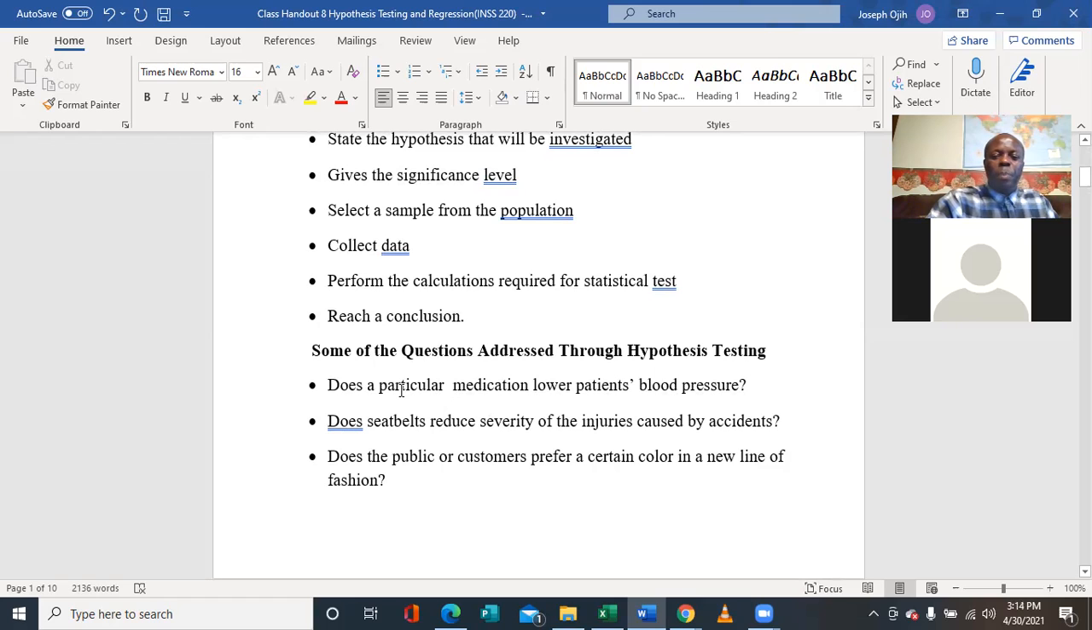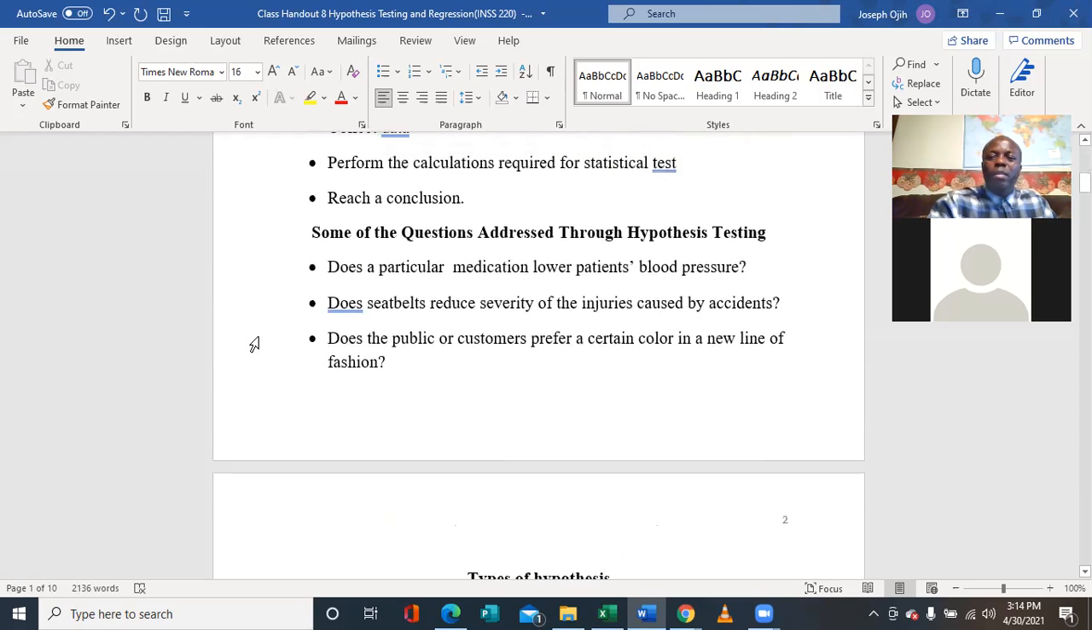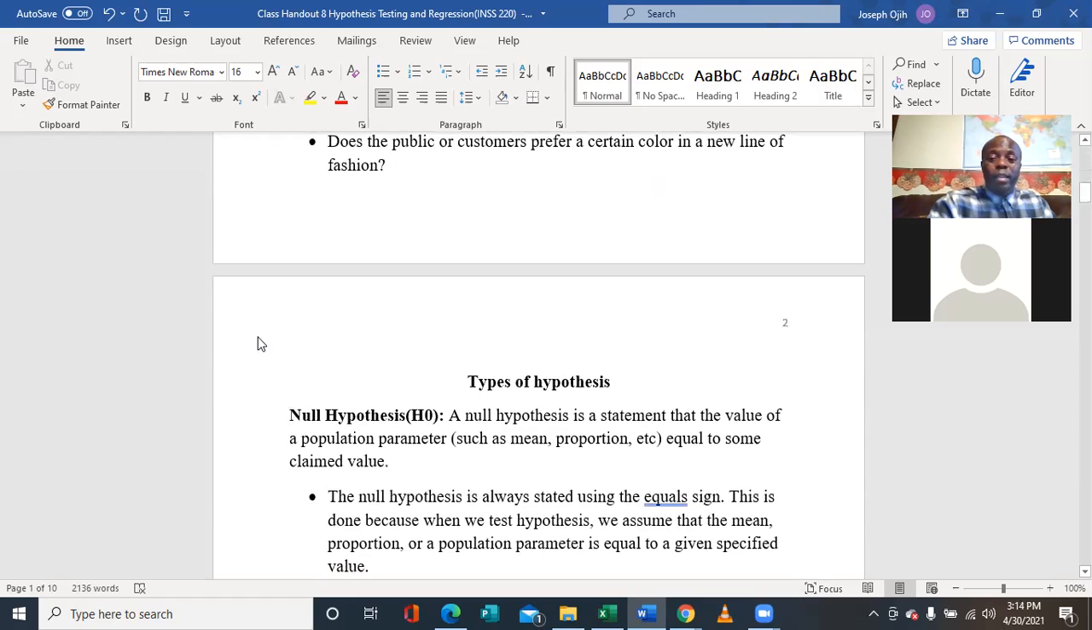Does the public or customer prefer a certain color in a line of fashion? This could be a big store like Walmart or Target asking this question, or maybe a tailoring company, and so on. There are so many questions you can answer using the hypothesis testing method. Again, today we'll be focusing on how to state hypothesis clearly, and to do that, you need to understand this concept.